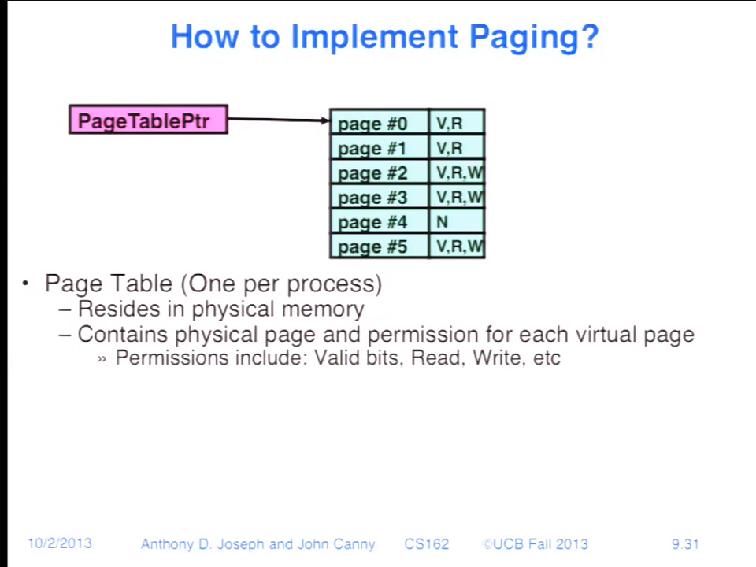Here's a simple page table. It's similar to the segment tables that we looked at before. So there's a page table pointer. It's addressing some number of pages. Here, though, instead of a base address, you'll have a page number, which, in order to get a physical address, you multiply by the size of the pages. The page table normally resides in physical memory, although it might be cached. And it will contain permissions, again, of the type we had for segments, and also valid bits to say whether that page is usable currently by that process.